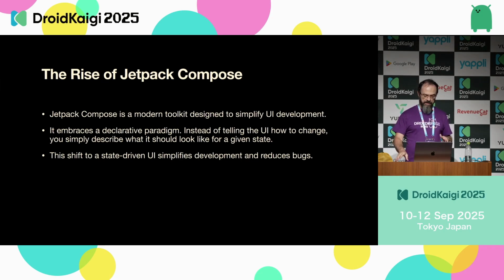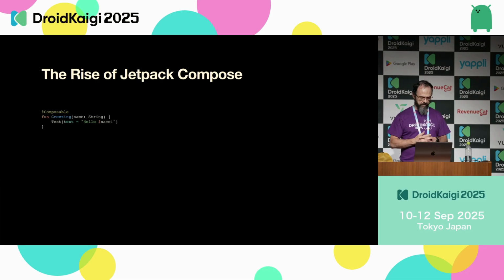This embraces a declarative paradigm. So instead of telling the UI how to change by calling a function to set the state, we simply describe how it should look for a given state. This shift to a state-driven UI simplifies development and reduces bugs, at least in theory. In practice, if we don't do it correctly, it's also dangerous, but that's a topic for maybe another presentation.